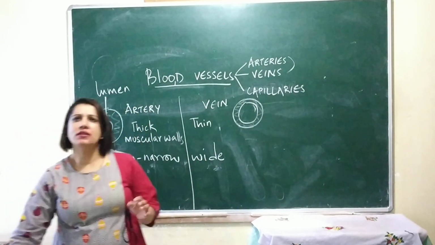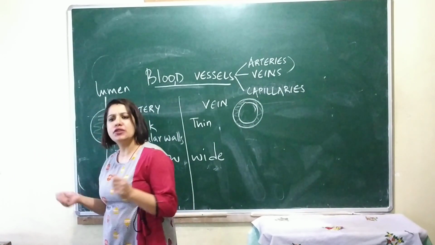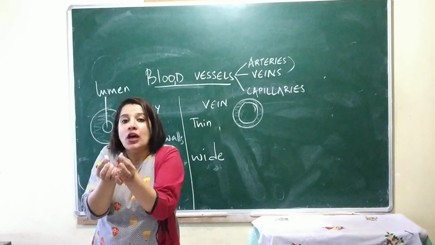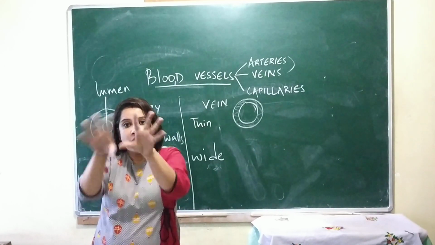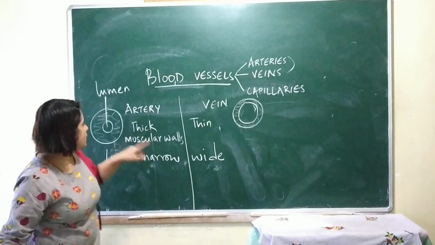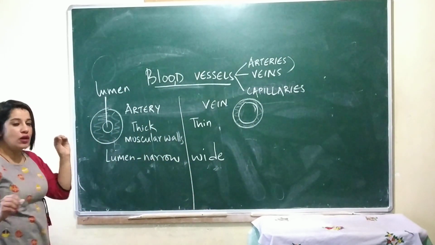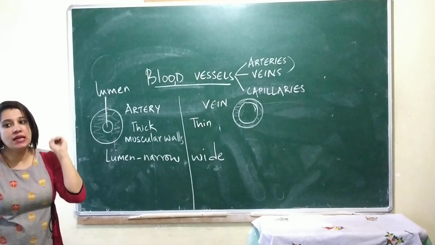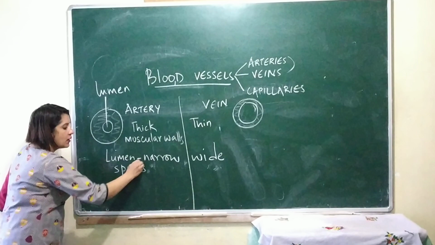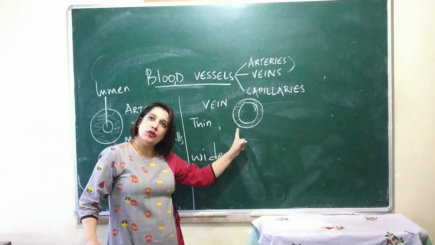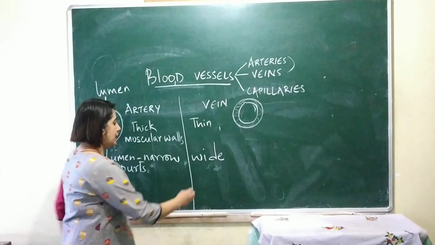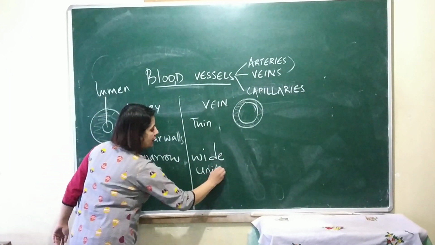If you have ever watered your garden or watered flowers using a pipe, and if you hold the mouth of the pipe, that means you make the lumen small, what happens? The water comes out in spurts. Here also, since the lumen is small, the blood flows through it in spurts. It's not uniform. But here, since the lumen is wide, the blood flows uniformly or smoothly.